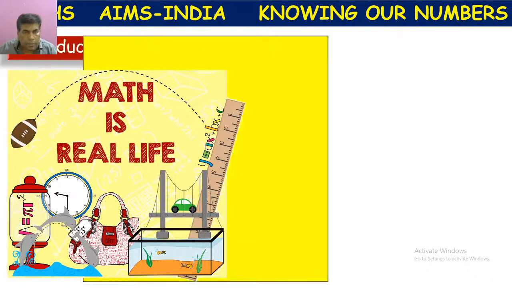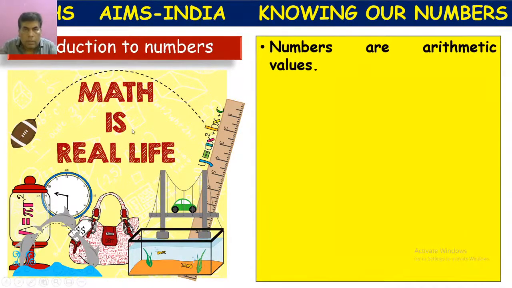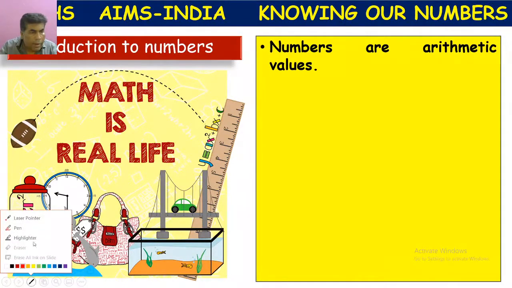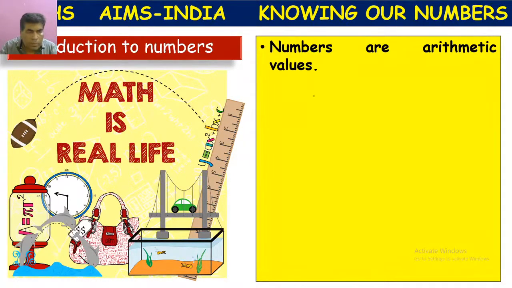So actually, numbers are arithmetic values. Means with the numbers in mathematics, we can do all kinds of operations like addition, subtraction, multiplication, division, like that. All kinds of operations can be done with the numbers and they are arithmetic values.